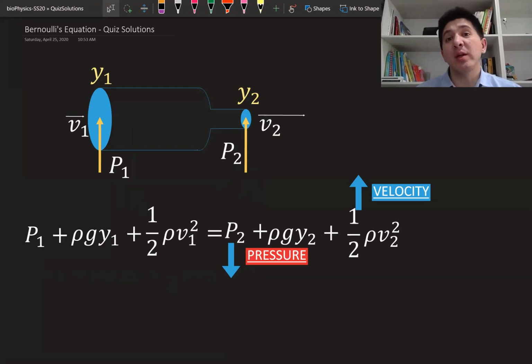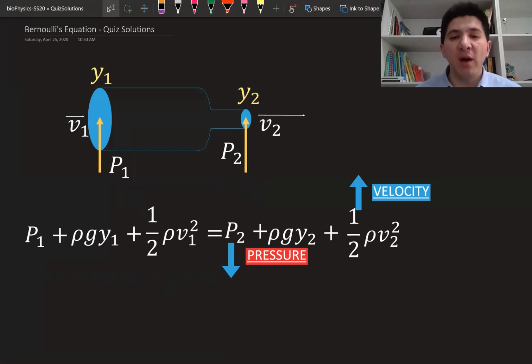In this lecture, we are going to discuss the solutions for the quiz on Bernoulli's equation. Bernoulli's equation is the conservation law of energy for fluids. It basically tells us that if you have a pipe with a fluid passing through it, and you cut this pipe at some point, the total energy of the fluid there is going to be the same as if you cut it at any other place of this pipe.